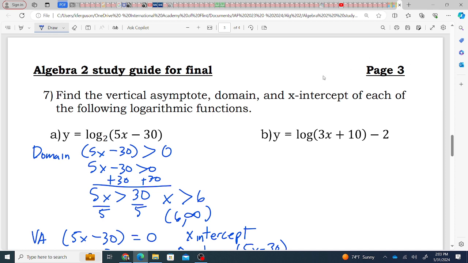This one works similarly. So I got the domain. Domain says I take 3x plus 10 is greater than 0. Subtract 10 from both sides. 3x is greater than negative 10.